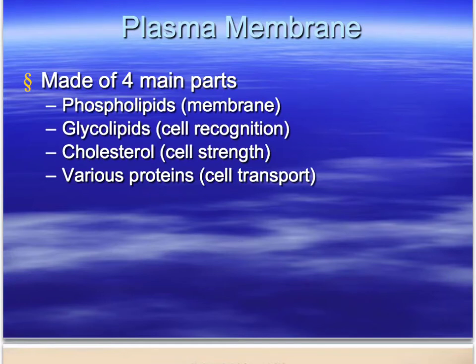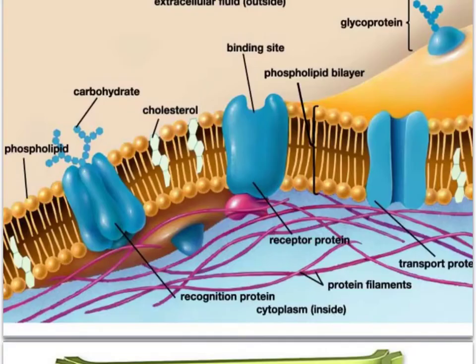There are four main parts of the plasma membrane, and yes, you need to know these. There's the phospholipids, which make up the majority of the membrane. There's the glycolipids, which are used for cell recognition, so when cells are bumping into each other, they can recognize that they're not foreign. Cholesterol, which helps the cell maintain its strength. And then there are various proteins embedded inside the plasma membrane that allow for cell transport to occur.